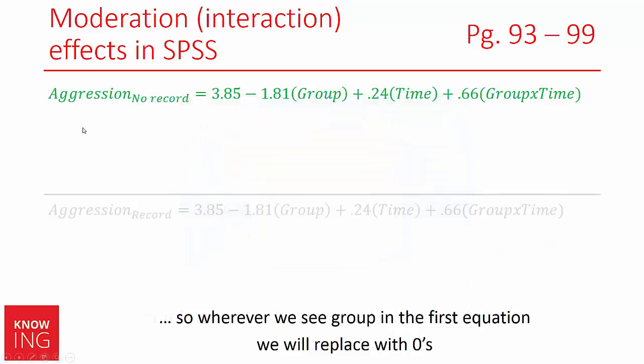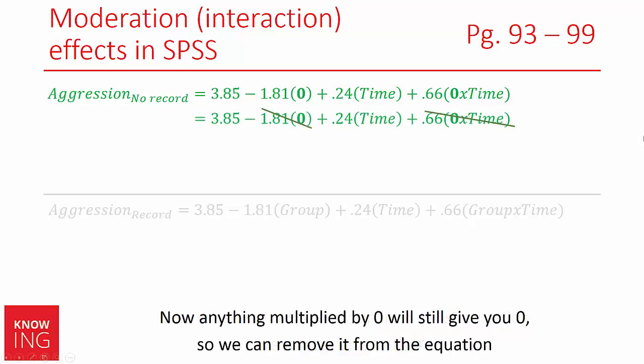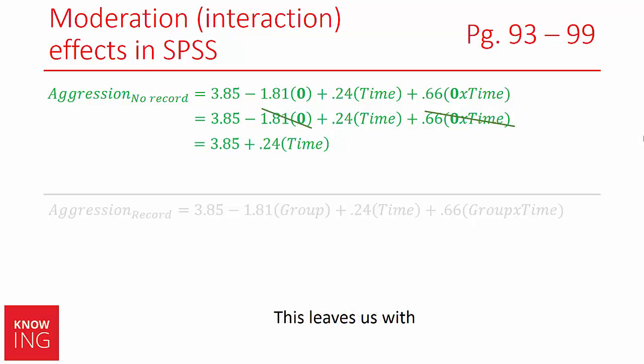Now from SPSS, I know that the no record group is coded with zeros. So what this means is, and I'm doing this for the first group first, wherever I see the word group, I'm going to replace it with the value 0. For example, the first one here becomes 0, and the second one becomes 0 as well. Now this is quite easy because anything times 0 gives you 0, so you can remove it straight from the equation. What we're left with is 3.85 plus 0.24 times time.